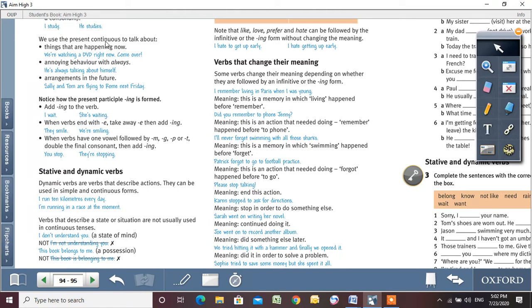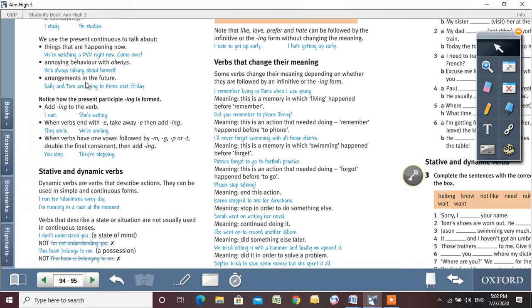We use also the present continuous tense to talk about annoying behavior with always. So I can use always in the present continuous tense only if it is an annoying behavior. For example, he is always talking about himself. He talks about himself all the time, and this really annoys a lot of people, or annoys his friends. Or you can say, she is always singing in the room and her voice is bad. So this is really annoying.